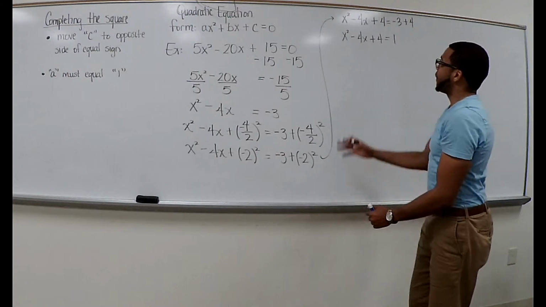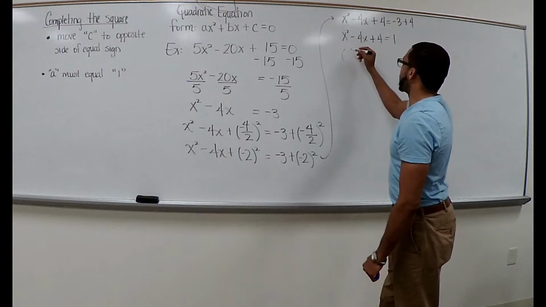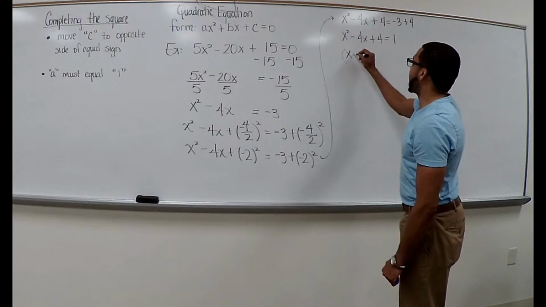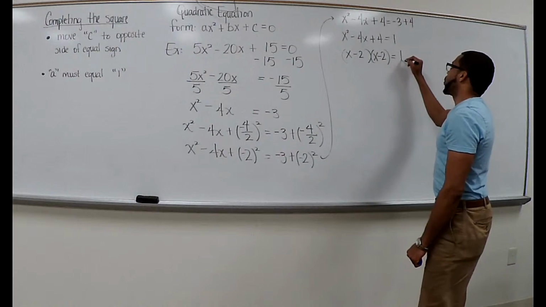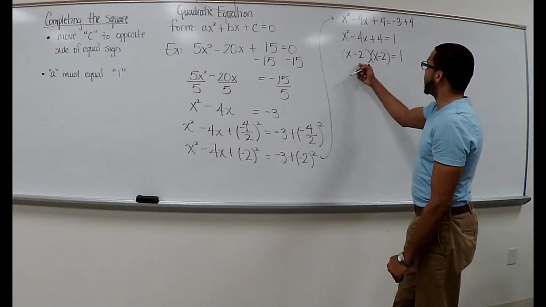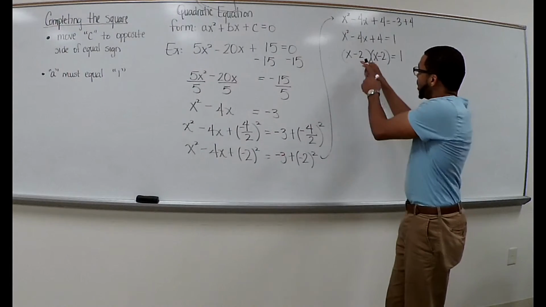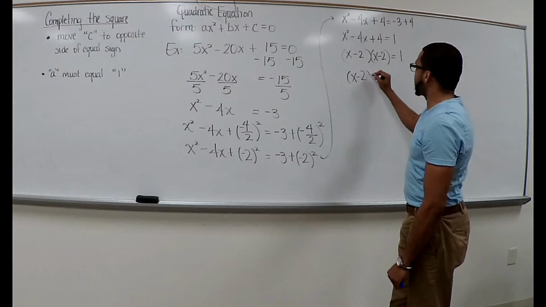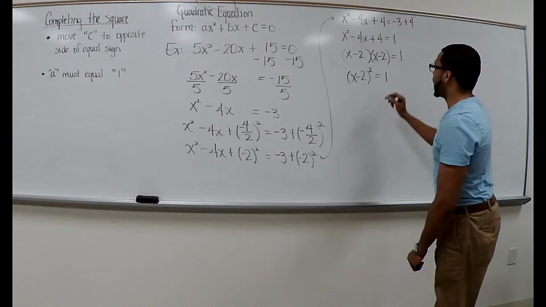Bust this guy down the middle. Factor this perfect square trinomial. This is x minus 2 times x minus 2 equals 1. After we factor that perfect square trinomial, we see that anything times itself is a repeated product. So instead of saying x minus 2 times x minus 2, we can take this quantity, boom, squared equals 1.